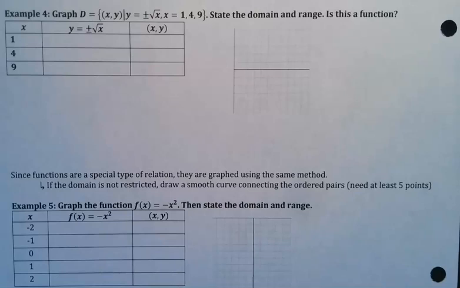All right, so I've got it set up a little bit for you to make it go faster. We've got 1, 4, and 9 for our x values. Our equation I've already pulled out, y equals plus or minus the square root of x. Okay, so how would we go about that one?